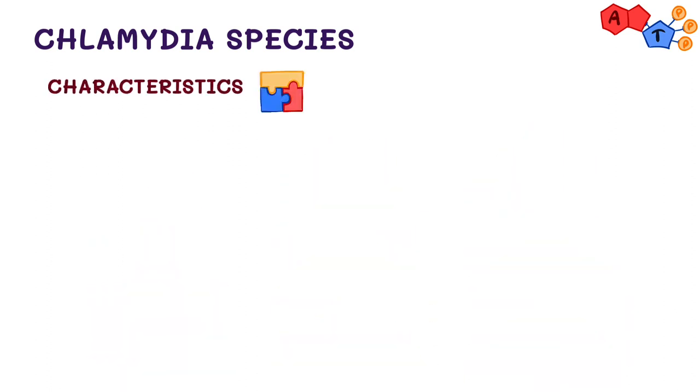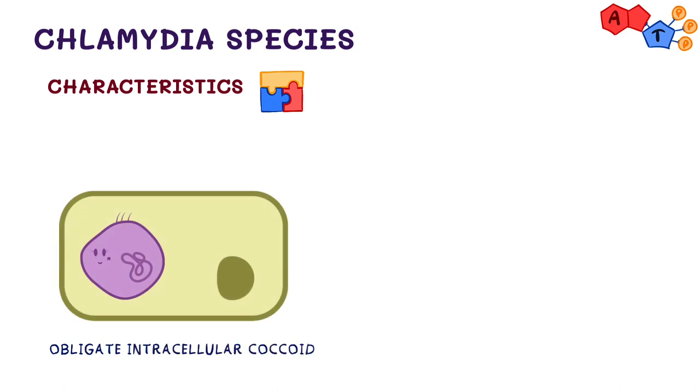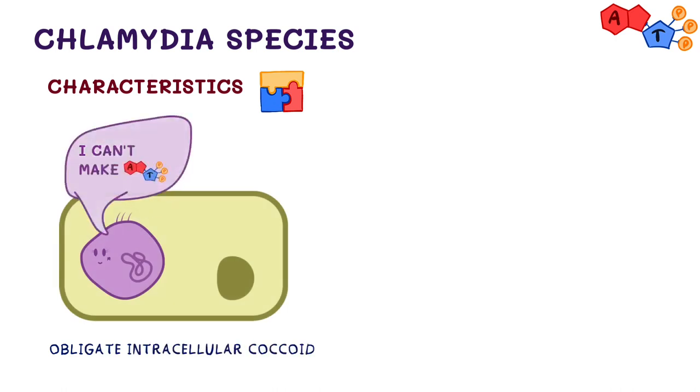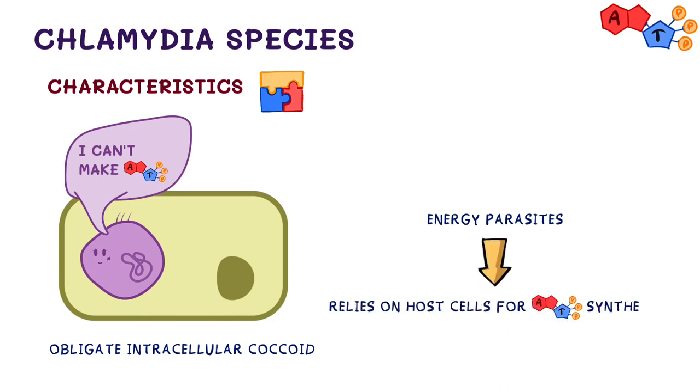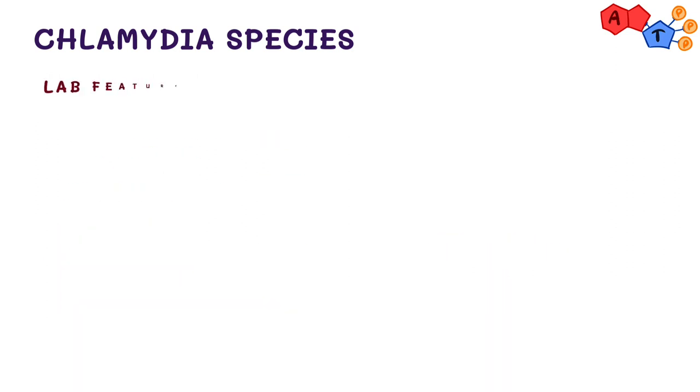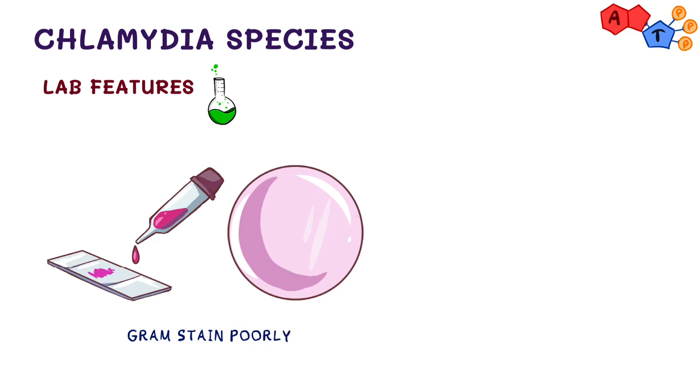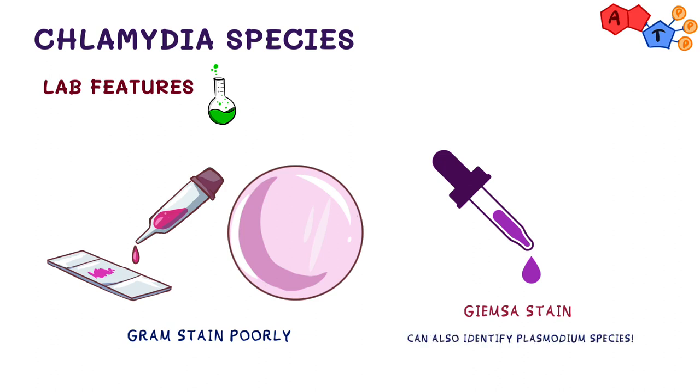Chlamydia is an obligate intracellular coccoid, meaning that it can't make its own ATP, and it's known as energy parasites because it relies on host cells for ATP synthesis. They gram stain poorly, so what do we use to stain them then? We use Giemsa stain, which also can identify Plasmodium, an intracellular protozoa, so it's very good for intracellular structures.